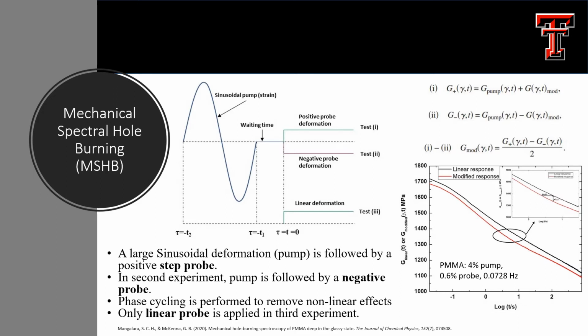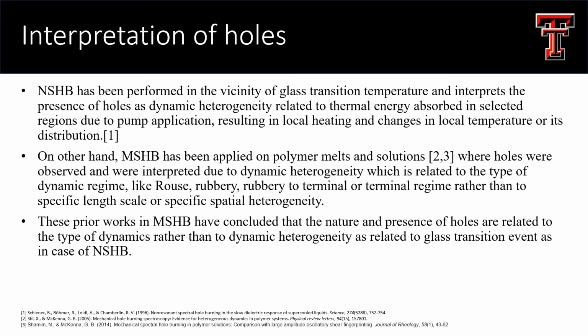In case of heterogeneous response, a maxima in vertical or horizontal modification is seen, which is referred to as holes. These holes reflect the underlying heterogeneous dynamics. Interpretation of holes is not consistent for NSHB and MSHB methods.